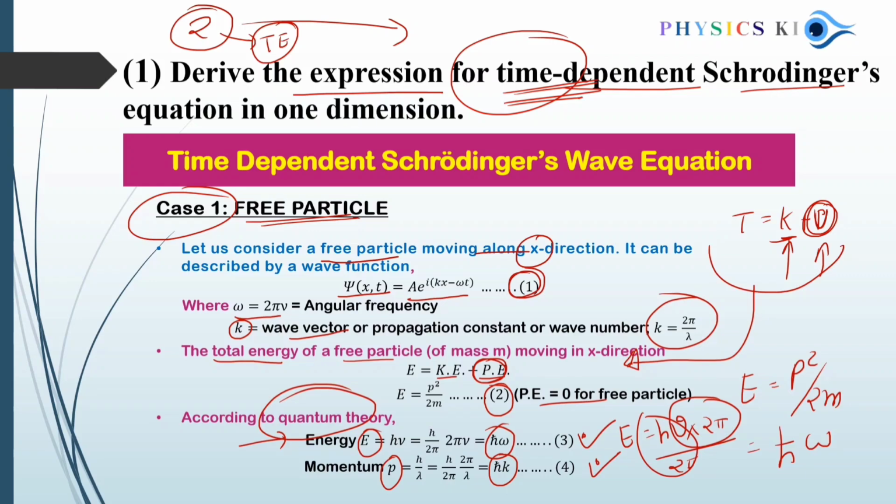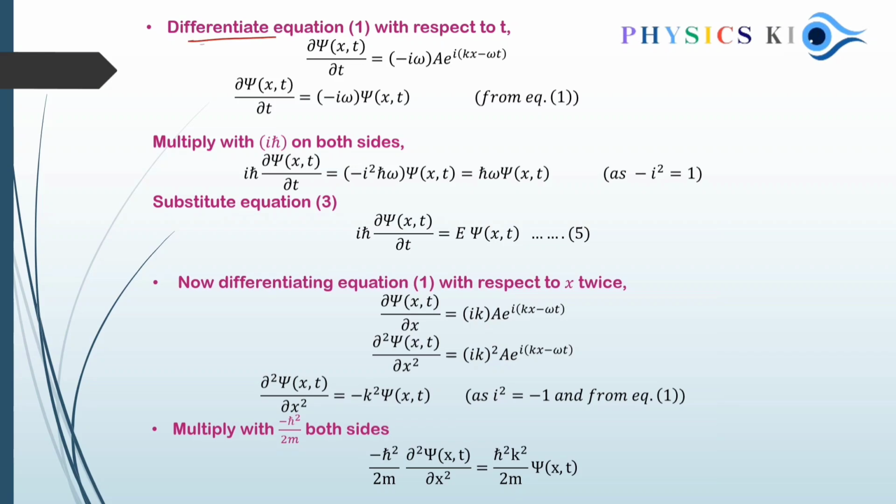So now go with equation number 1 and take the differentiation, and equate both conditions. Go with t and x. Let's start with t. Differentiate your equation number 1 with respect to t. You know the coefficient of t is minus i omega, and it is multiplied with the function. So whenever we take the differentiation of psi with respect to t, we get minus i omega psi of x,t.